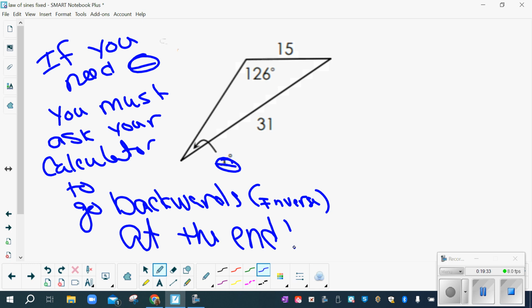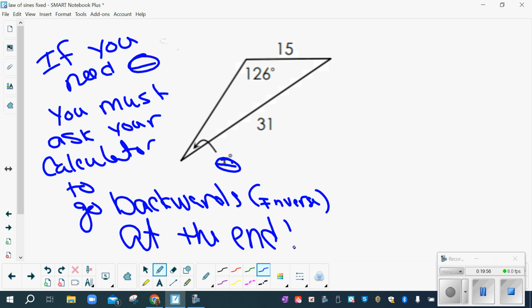We're going to get a decimal, and then we're going to have to ask our calculator nicely to change that into an angle. Is it easy to do? Yeah, we just hit inverse sine, right? But just remember, on the angle ones, we're going to need to go backwards at the end. When we do this problem, you're going to be like, oh, that's pretty easy. And then I'm even going to show you a way to shortcut it. But then here we go.